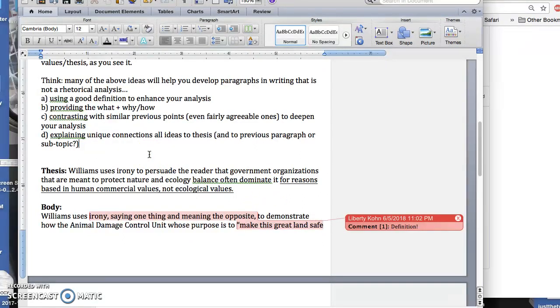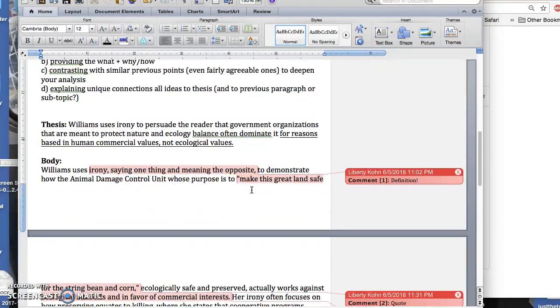Williams uses irony, which is what I chose, to persuade the reader that government organizations that are meant to protect nature and ecology and ecological balance often dominate nature and the ecology for reasons based in human commercial values rather than the ecological values they're supposed to protect, right? And so that is one way of reading the essay. And so this is what I chose for my thesis. It's one point we could make.